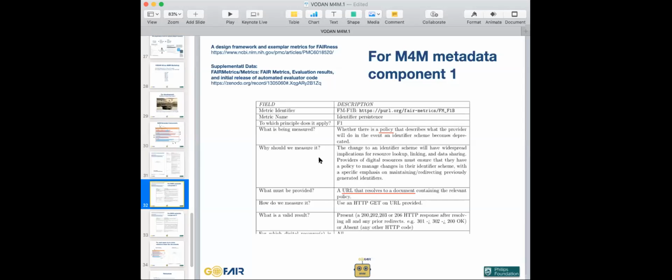So what we were asking for in this metric was, what is being measured? Well, we want to see this policy document that describes for the identifier schema what's the time frame and the implications of the policy or the change in the persistence of an identifier. There's a description here. Why do we measure it? Well, if you change the identifier schema, you can impact lots of other functions like looking up the content, for linking it, for sharing it. And so what must be provided in order to comply with this metric is basically a URL that resolves to this policy document. And you could even build a machine that could actually do a get call and locate whether or not it got to that document.